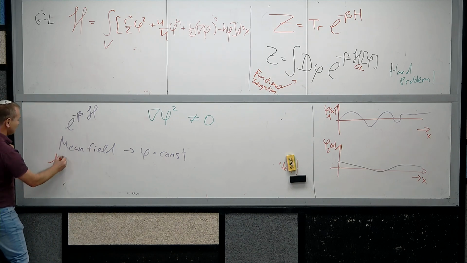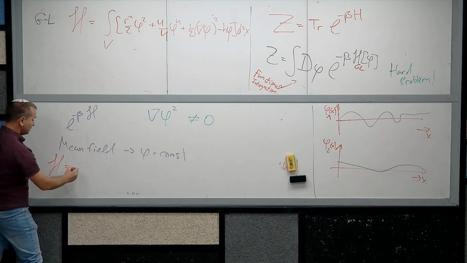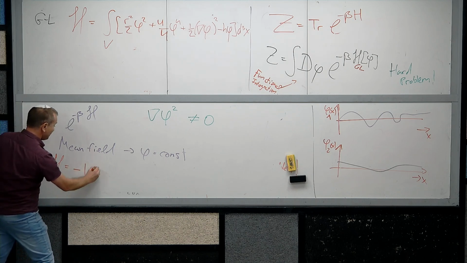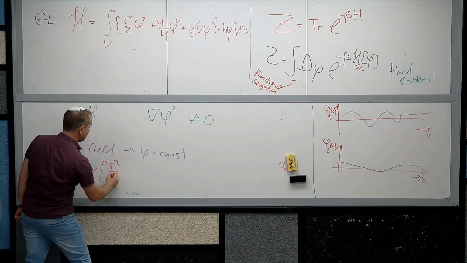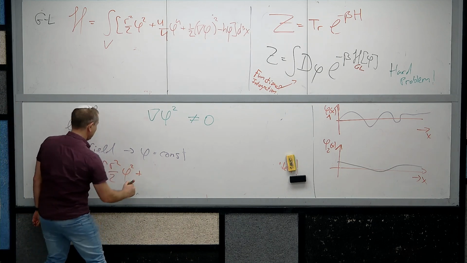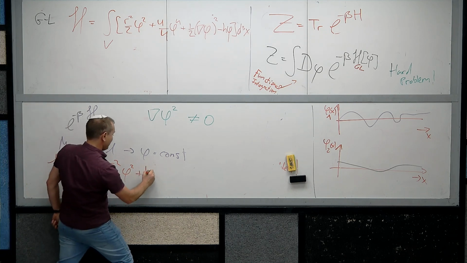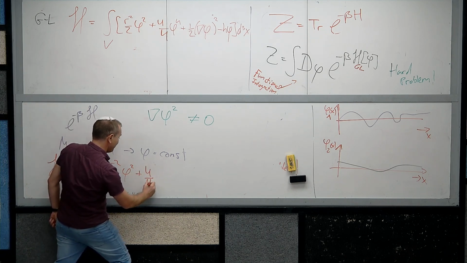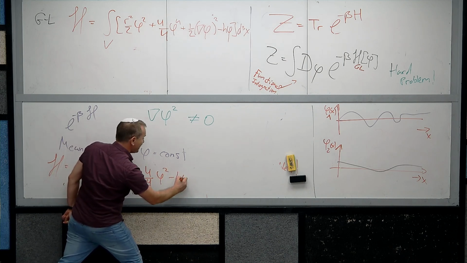If phi is constant, what is this h? It's just minus v r squared divided by 2 phi squared. Wait, where did the minus come from? Forget about the minus. u divided by 4 phi squared minus h of phi.